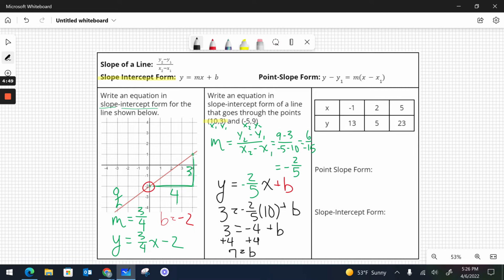And now I can put my full equation together. y equals, my slope was -2/5, x, my y-intercept was 7. There's my slope-intercept form equation.